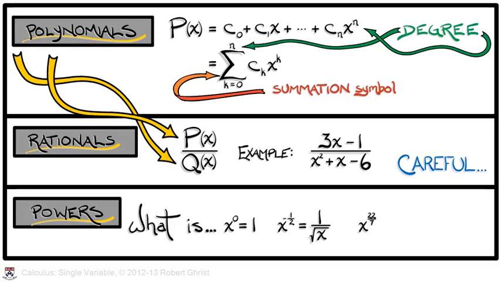And what is x to the 22/7? Well, break this up into pieces. First, we take x to the 22nd power, and then we take the 7th root of x. Lastly, what is x to the pi? Well, we're not going to answer that quite yet, but you may have a guess, especially considering the fact that there are rational numbers that are very close to the irrational number pi.